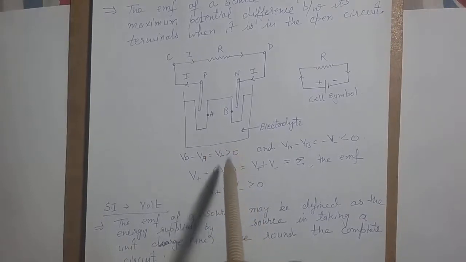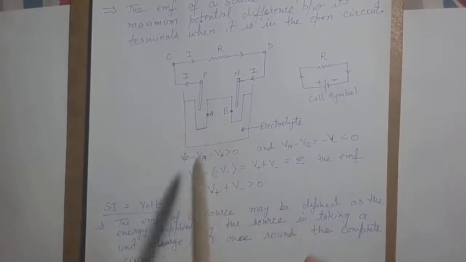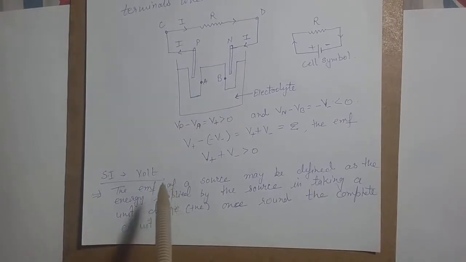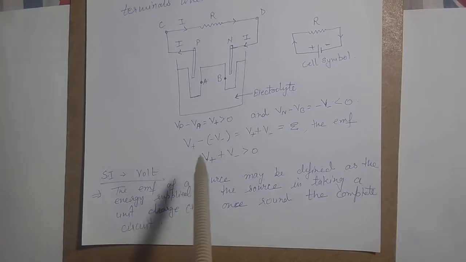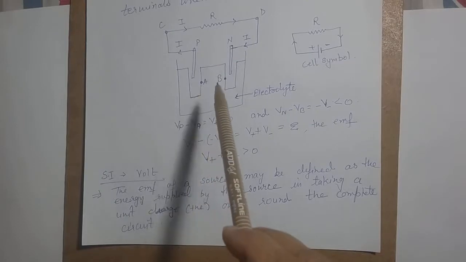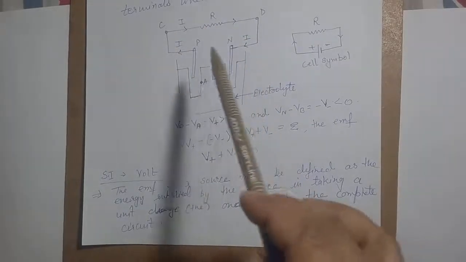Now what is the SI unit of this EMF? The SI unit of EMF is volt, because this is nothing but the potential difference between the two terminals of a given cell when they are in open state, that is, the circuit is open. So the EMF of a source may be defined as the energy supplied by the source in taking a unit charge once round the complete circuit, from here to here, the complete circuit.